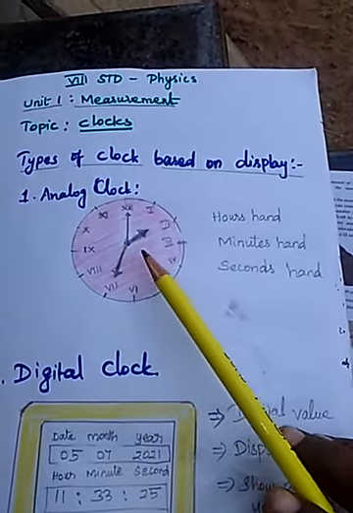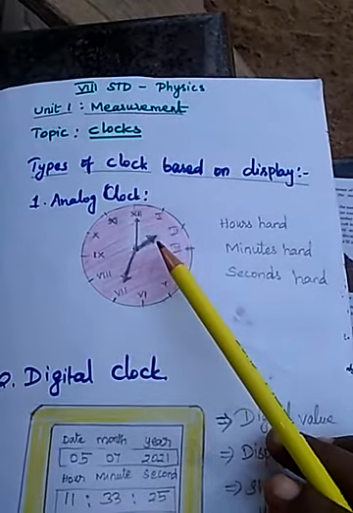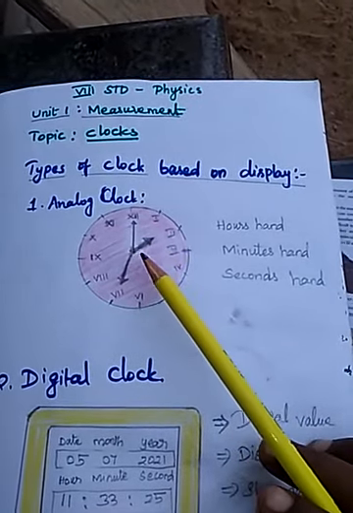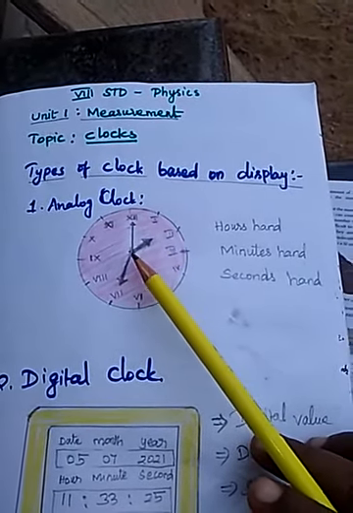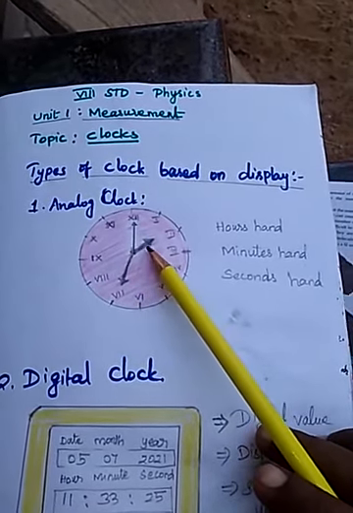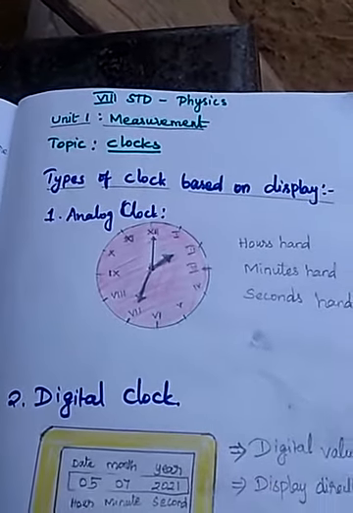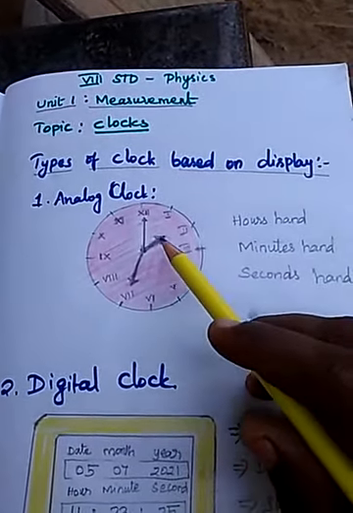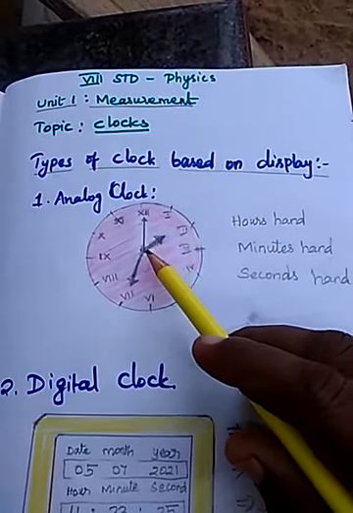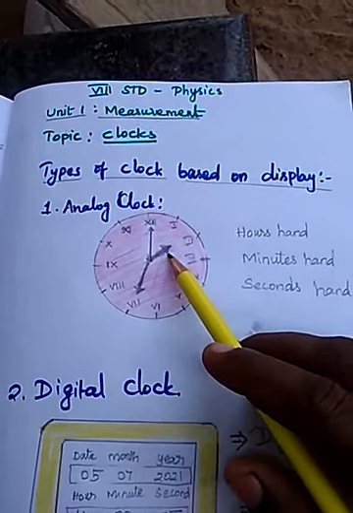Students, the analog clock has three hands: the hour hand, the minute hand, and the second hand. First we see the hour hand. What is the hour hand? It is short and thick, and it shows the hour.